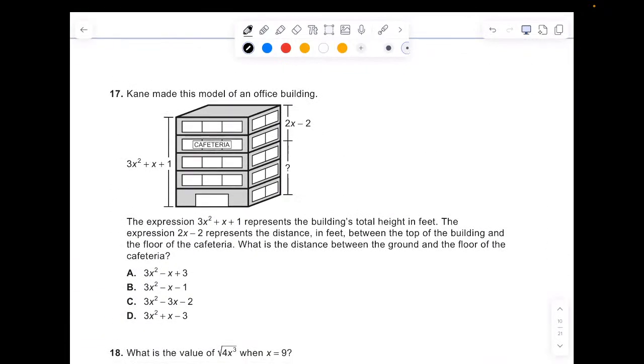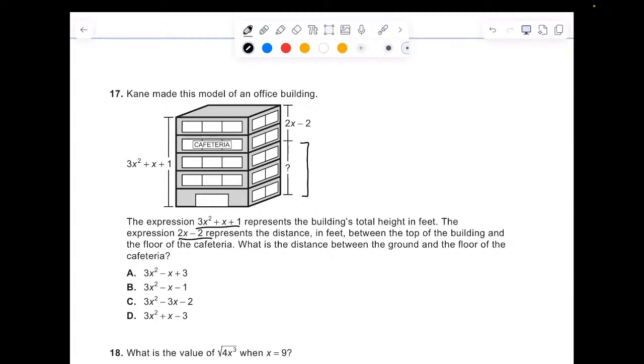Cade made this model of an office building. The expression 3x squared plus x plus 1. The expression 2x minus 2. What is the distance between the ground and the floor of the cafeteria?